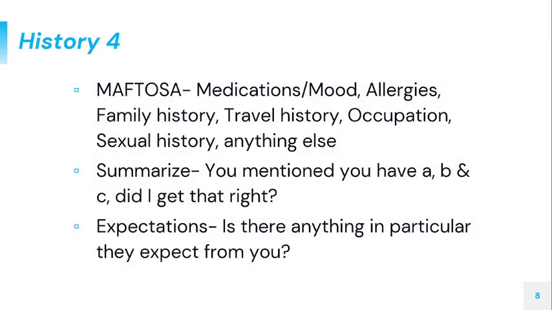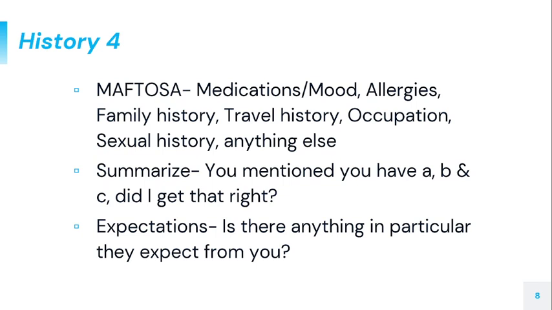So you finish your P3, go to the MAFTOSA: ask about medication, plus or minus their mood, ask about allergies, family history. These ones are important in almost all scenarios. Again, medication, allergy, and family history. The rest, of course, and the last A, anything else that's important. But the T, O, and S, it depends on the scenario. Travel history, occupation history, sexual history. You don't need to ask in every scenario. Just ask in scenarios where they're relevant.